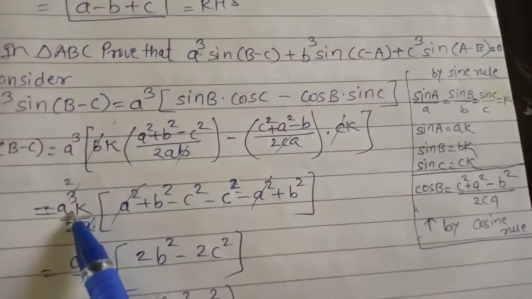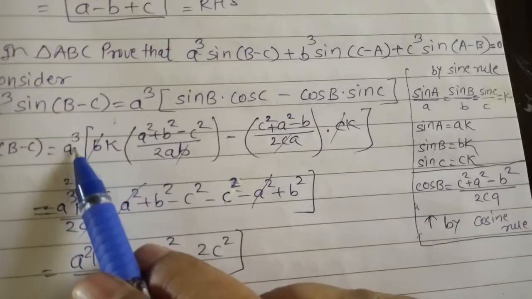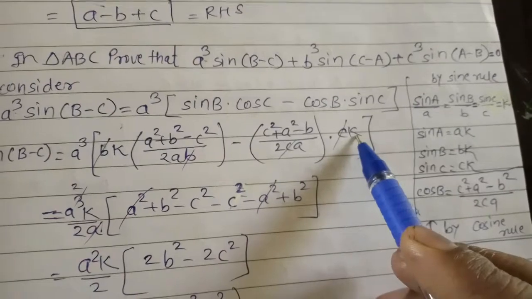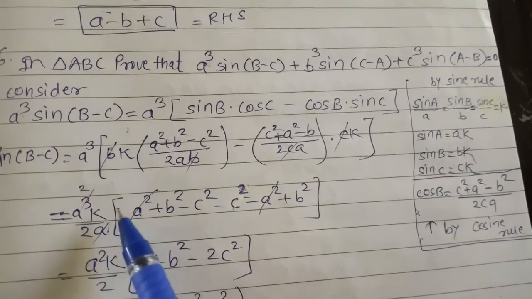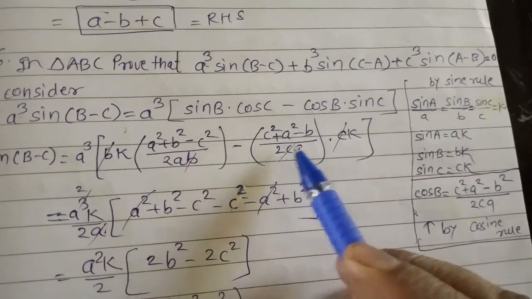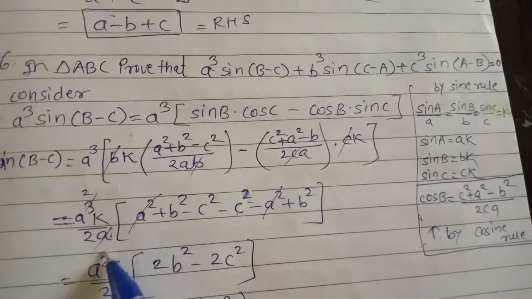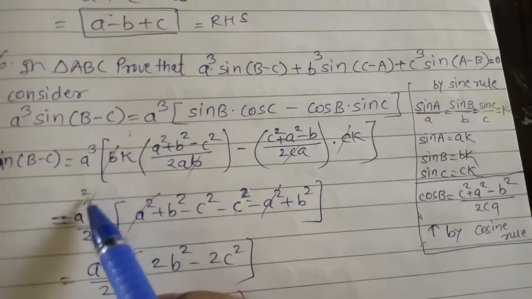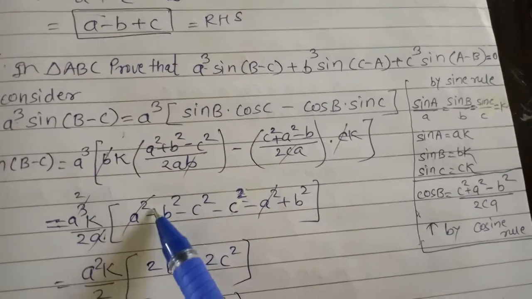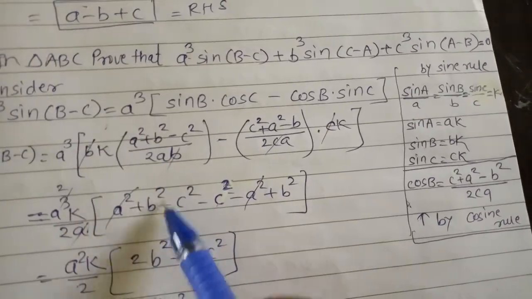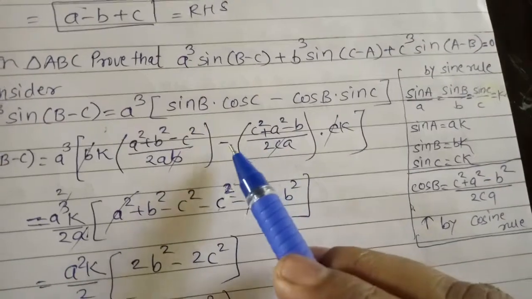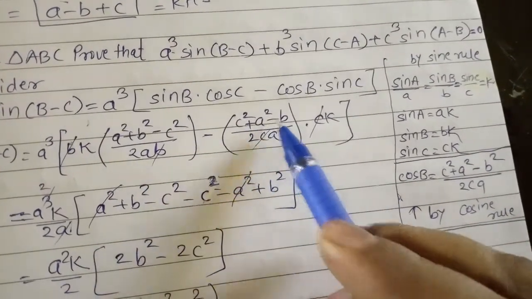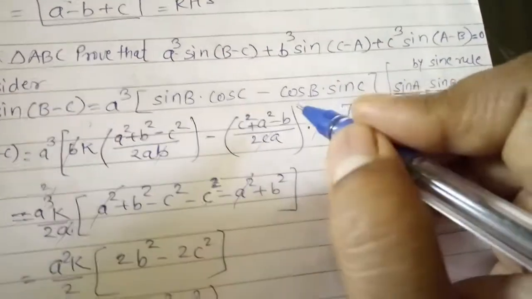Now see, we are taking the common factor here: a cube is as it is, and in both the terms there is k, so we are taking k outside, and 2a is also common, so we are also taking 2a outside. So this a is cancelled with this single a, and here we get a square. In the bracket the remaining terms are a square plus b square minus c square. Since there is a minus sign, minus c square, minus a square, minus minus plus b square. So here is b square.